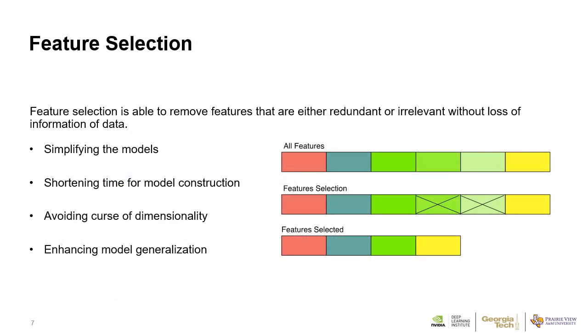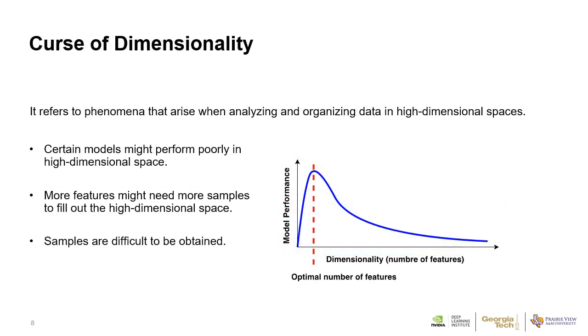Feature selection is able to remove features that are either redundant or irrelevant without loss of information of data. It can simplify the models, shorten time for model construction, avoid the curse of dimensionality, and enhance model generalization. Feature selection can help overcome the curse of dimensionality for data analytics in high-dimensional space.